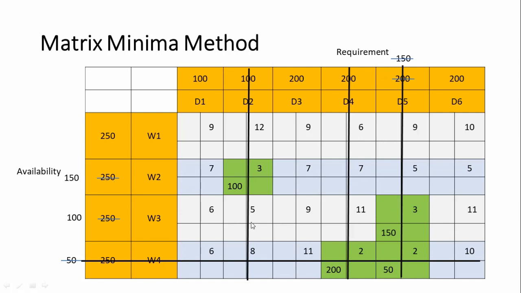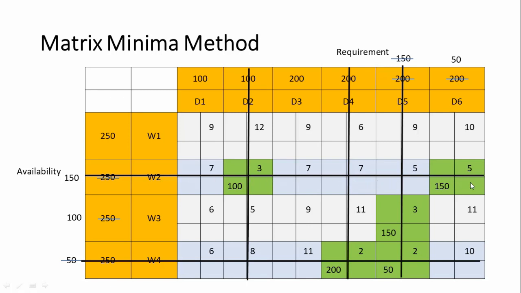We identify the next minimum cost. The next minimum cost is 5 here. From W2 we have an availability of 150 and the requirement here is 200. So we transport 150 units from W2 to D6. When you transport 150 units, out of 200, a requirement of 50 units will still be there. And since we are satisfying the availability at W2, that is 100 plus 150, we cancel this W2 row.